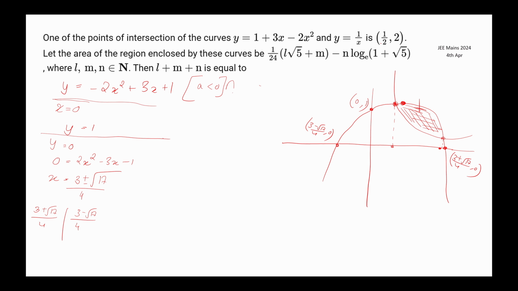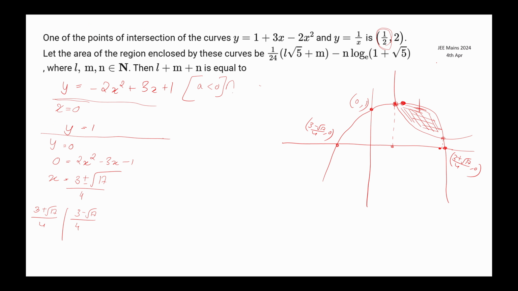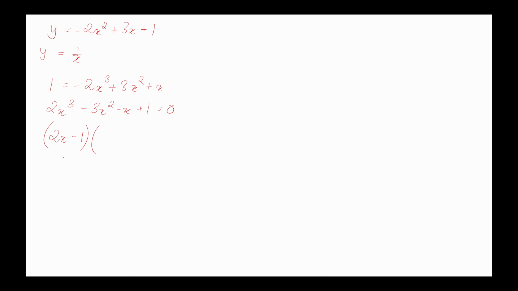Now they've told us that one of the values of x is 1 by 2. That means I can say that this equation would be satisfied by 2x minus 1. Now let us divide this entire equation by 2x minus 1. Basically, they've given us a point of intersection so that our calculations become easier. That means one of the roots we've found out. What would be our other 2 roots that we have to find out? Let us divide this equation.